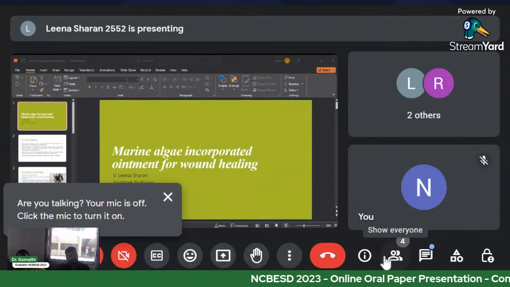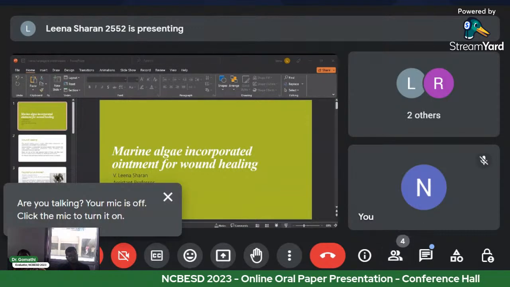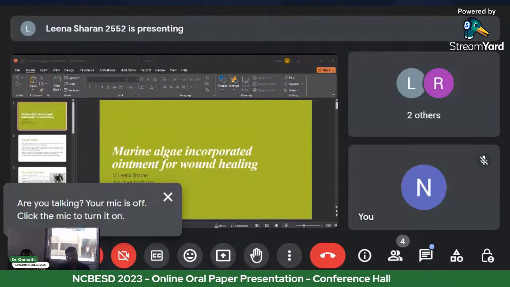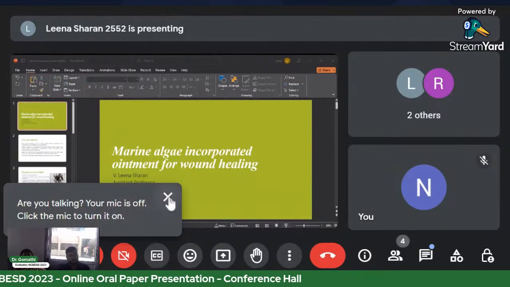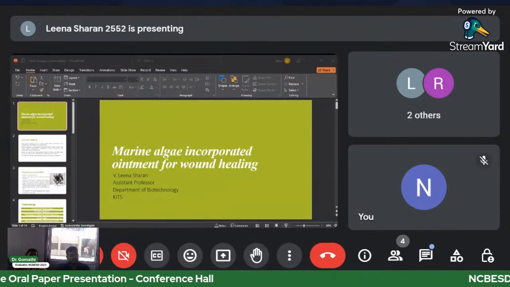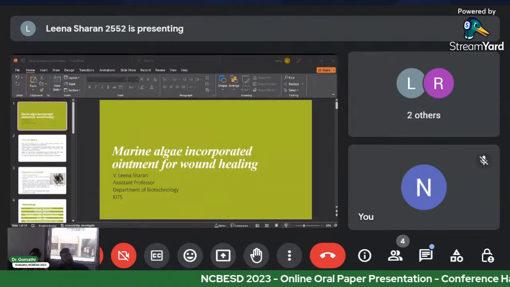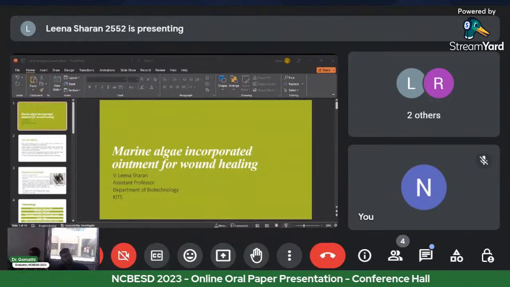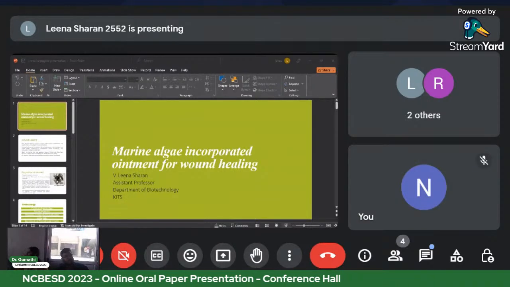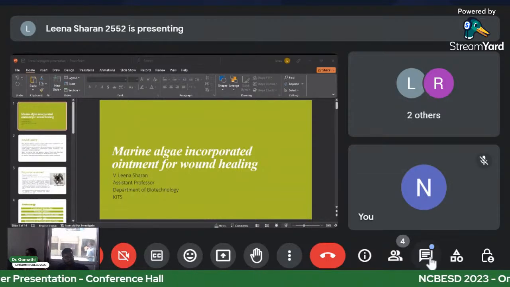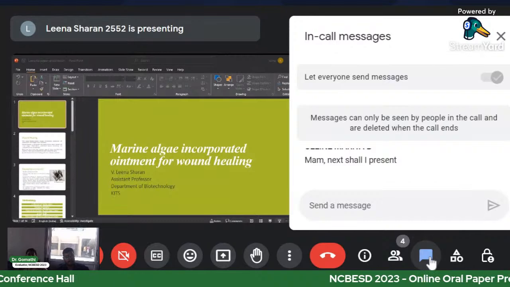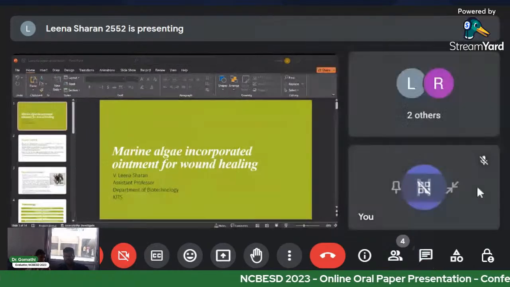So the topic is marine algae incorporated ointment for wound healing. The wound healing process includes inflammation, suppression, cell proliferation, and collagen tissue contraction. The wound healing process is complicated, but it is a natural process that helps in remodeling the tissues and tissue formation. Burns, incisions, and excisions are some types of wounds that can happen. So an effective and local wound healing treatment is always in demand.